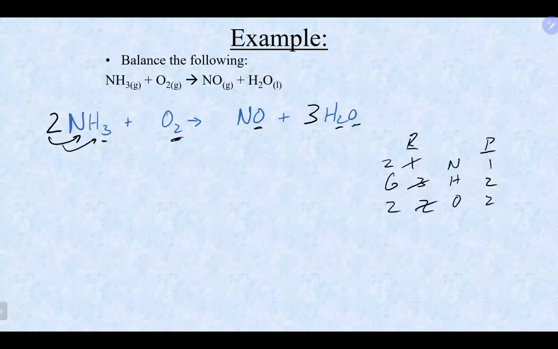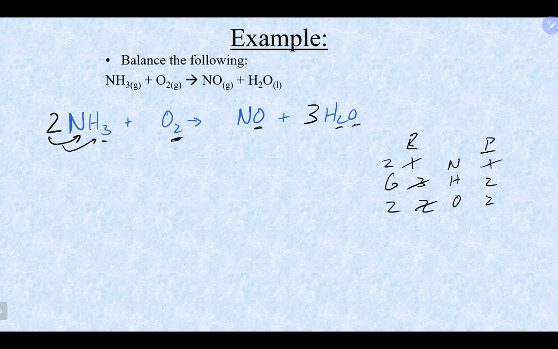Right-hand side here, we still have 1 nitrogen. This 3 goes again to both, so that is 6 hydrogens. And in terms of oxygen, we have 1 there and 3 there, so that is now 4, I believe. At this point, we fixed hydrogen, but obviously messed up everybody else. So nitrogen would be the next easiest to balance. We could put a 2 in front of it.